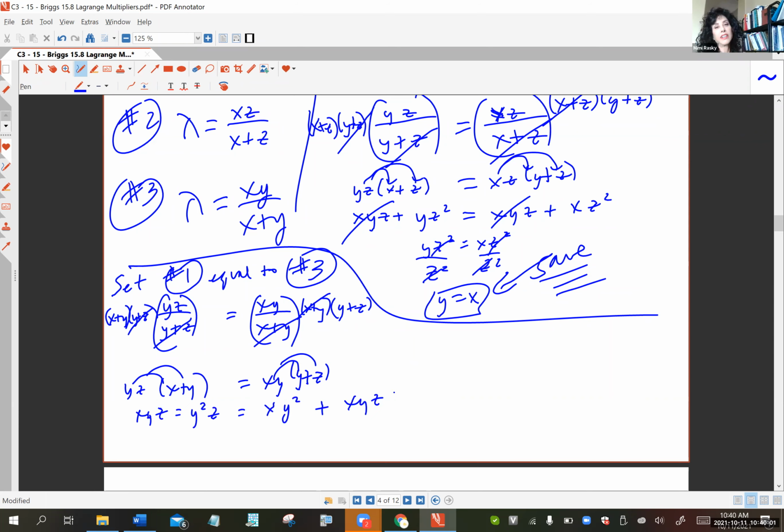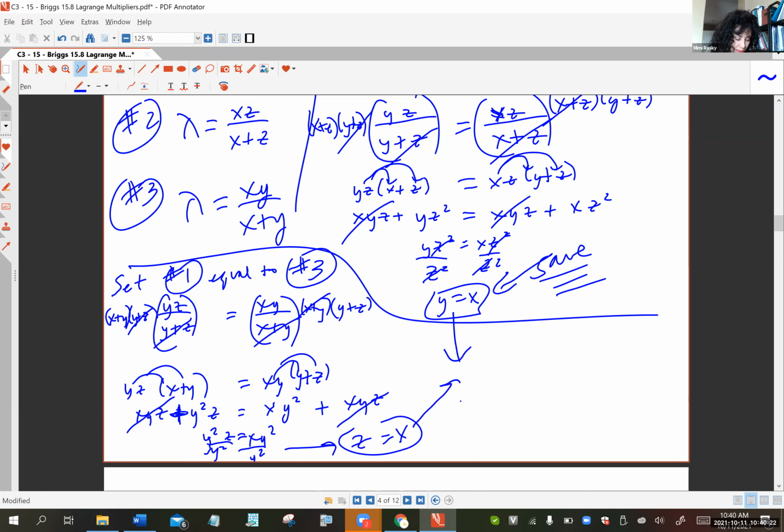I hope you can tell that again, I can subtract xyz from both sides. And then I have y squared z is equal to xy squared. Again, assume y is non-zero, divide both sides by y squared. And then I have z is equal to x. All right, cool. Now what?